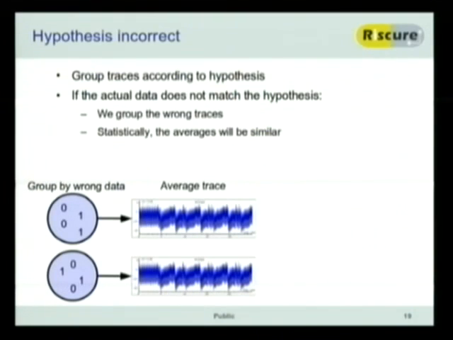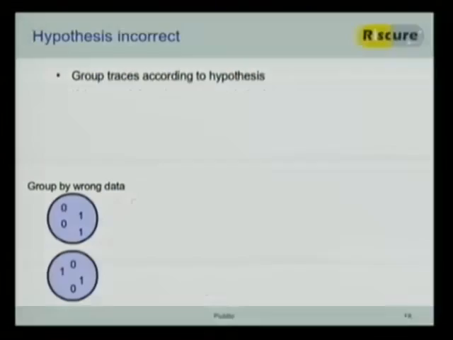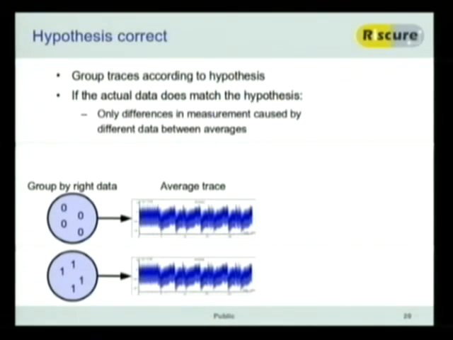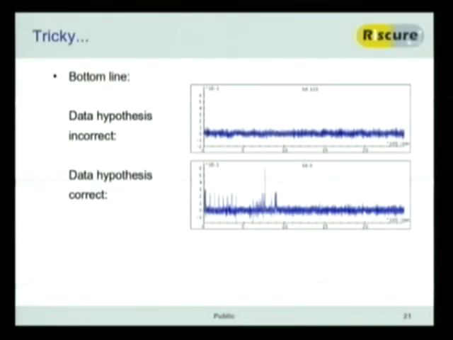Now if we calculate the average here, these will statistically not differ at all, because you've done something wrong and it just all gets messed up in the grouping. So what you see is noise. Now if we group according to the right hypothesis, we get back into the original situation where there is a statistically significant difference, and when we subtract, we actually get these peaks. Okay, so that's all kind of tricky to get your head around, and it's going to get even more complicated in the next few slides. But the bottom line is, if our hypothesis is incorrect, we get nothing, and if it's correct, we see these peaks.